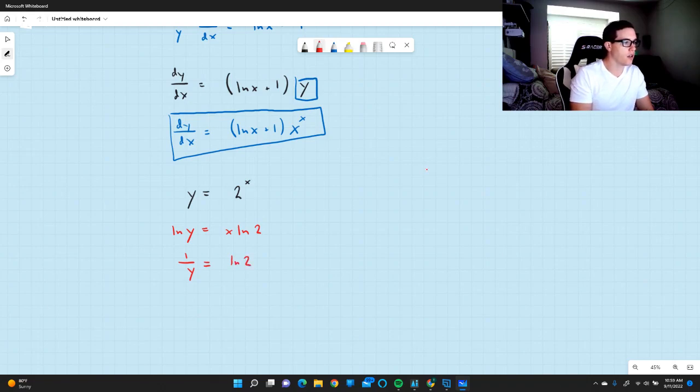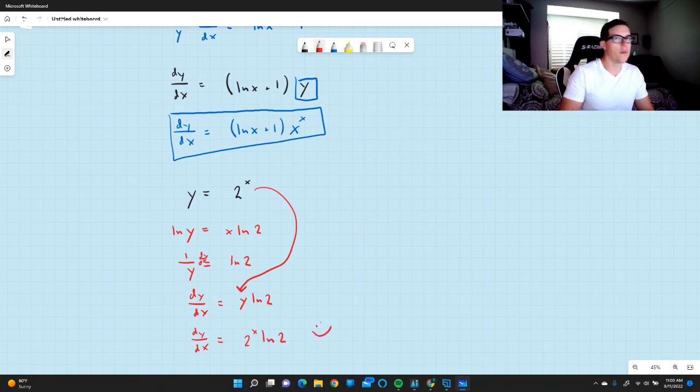And then swing the y over to the other side. So you have dy dx equals y ln 2. And then put y back. dy dx equals 2 to the x ln 2. See? So you don't even have to memorize the derivative of 2 to the x if you really don't want to, even though it's worth memorizing. You can derive it yourself using logarithmic differentiation.